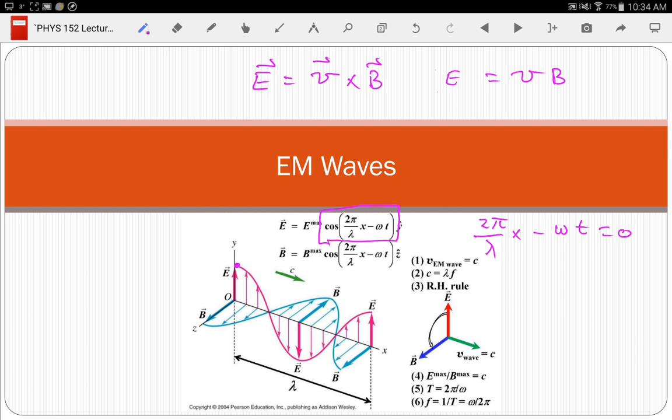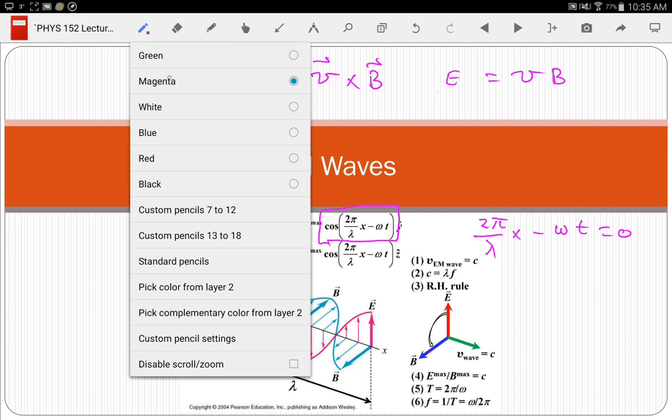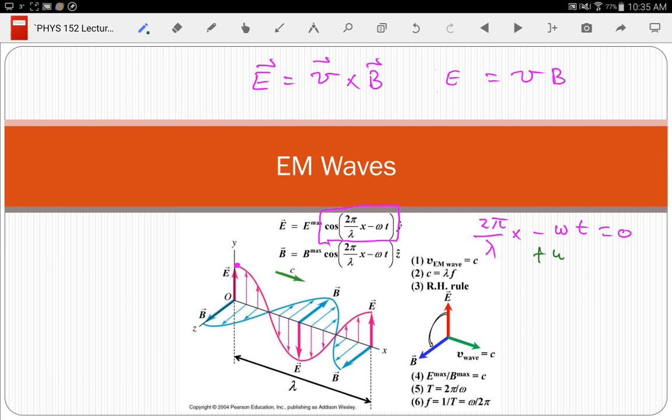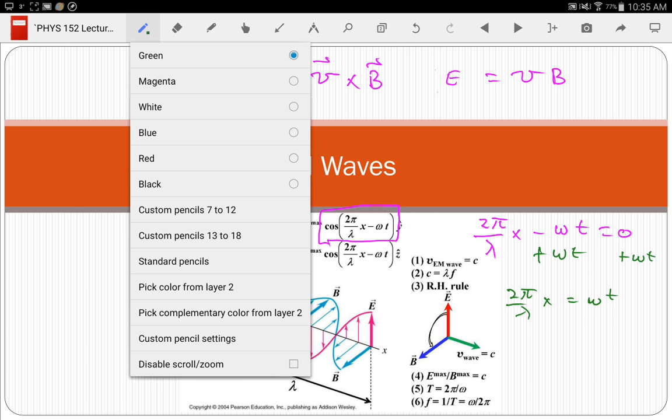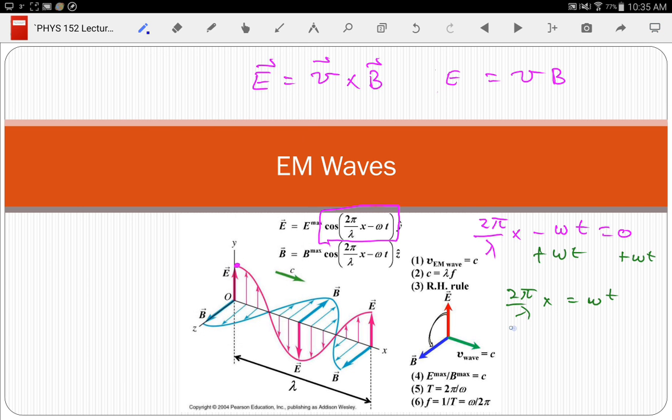Let's just solve that for x. I will add omega t to both sides of the equation. So I have 2 pi over lambda x equals omega t. Next, I divide by everything that isn't x. And I end up with the equation that says x is equal to omega lambda over 2 pi t.